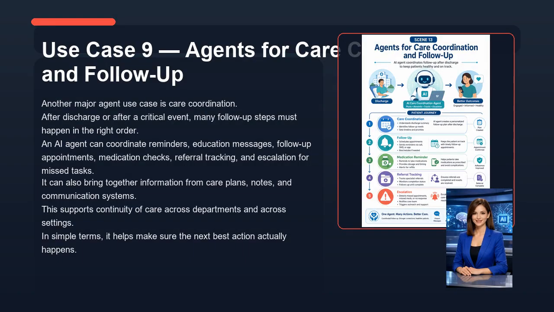Now let's look at use case 9, agents for care coordination and follow-up. Another major agent use case is care coordination. After discharge or after a critical event, many follow-up steps must happen in the right order. An AI agent can coordinate reminders, education messages, follow-up appointments, medication checks, referral tracking, and escalation for missed tasks.